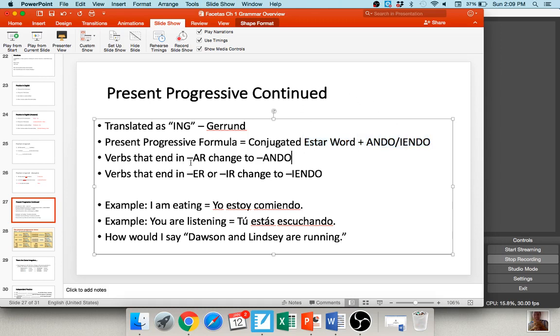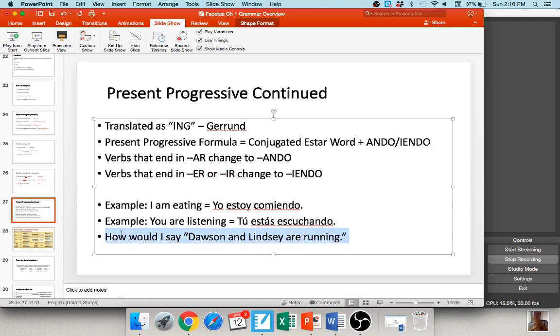If your verb ends in AR, you're going to remove the AR and add back ando. If your verb ends in ER or IR, you're going to remove that ER or IR and add back yendo. For example, I am eating. To say I am in the present tense, we're going to use the estar word estoy. So estoy, and then of course the verb for to eat is comer. Comer ends in ER. Therefore we're going to remove our ER from comer and add back yendo. So yo estoy comiendo, I am eating.